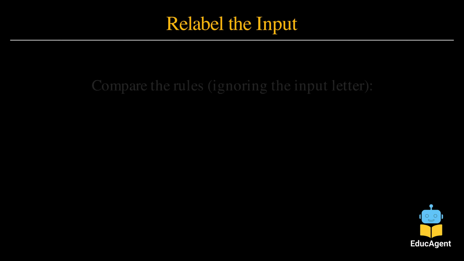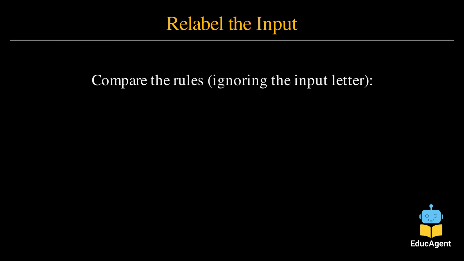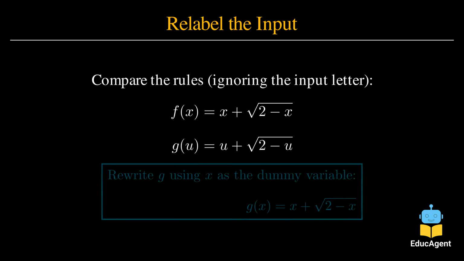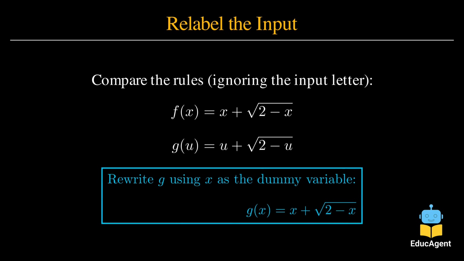Next, we compare what the functions do to an allowed input. These rules have the same structure, only the placeholder letter differs. We are not changing the function, just relabeling the input variable from u to x.